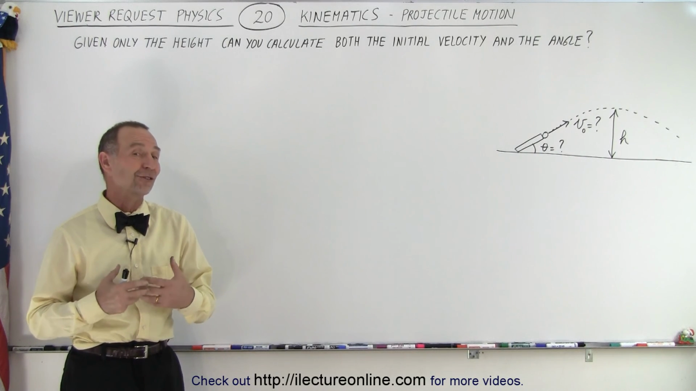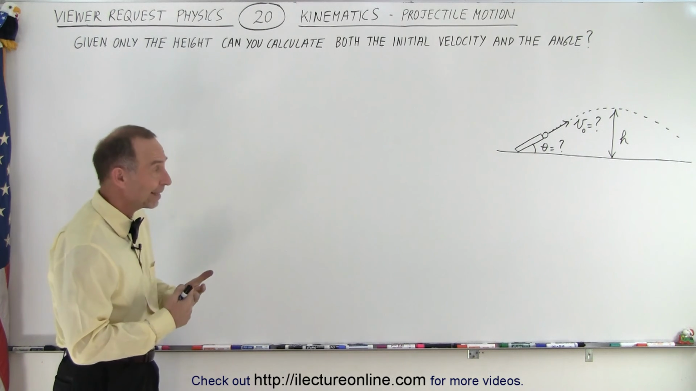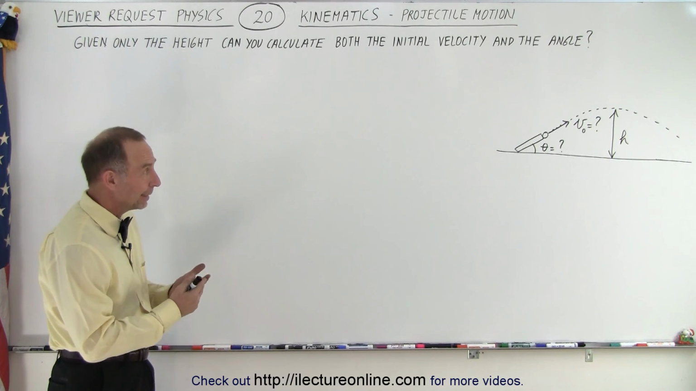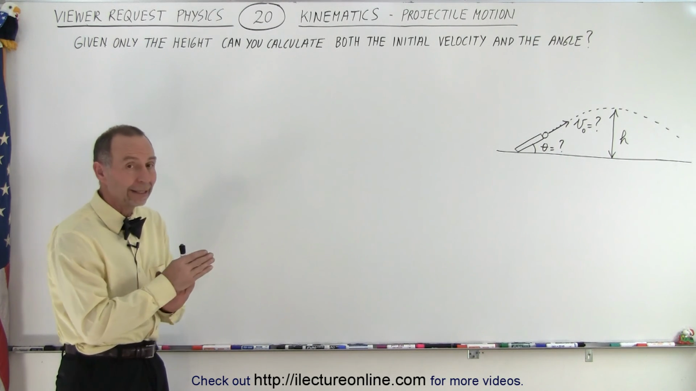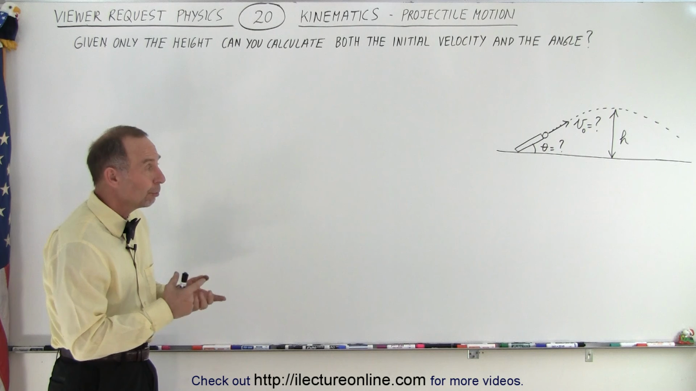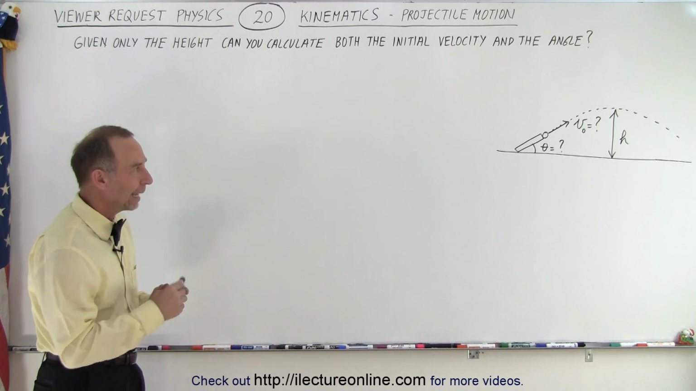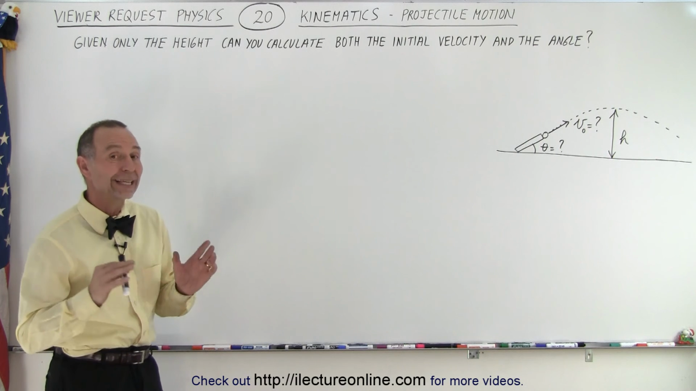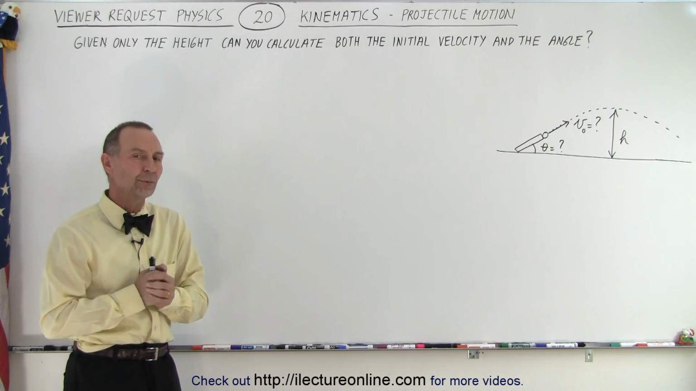Here's another very interesting question from one of our viewers. The question went as follows. Let's say that we're shooting a projectile. The initial velocity is not known, and the angle at which the projectile is shot is also not known, but you are told what the height is that the projectile will gain at the top of its path. Can you calculate the initial velocity and the angle at which it's projected?